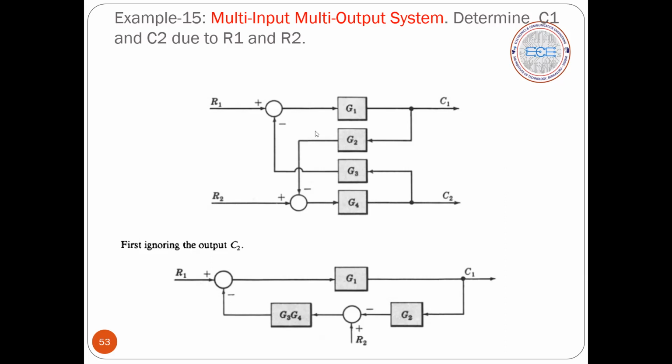See here, from this summer I have G2 going, correct? So in other words, C1 through G2 is coming to this summer. Now the output of this summer, through G4 and G3, goes to this particular summer, correct? Since C2 is made 0, G4 and G3 are found to be in cascade, so I have grouped them, and the output of the summer through G3 and G4 reaches this particular summer. So this is the reduced block diagram I have. Hope you understood that.